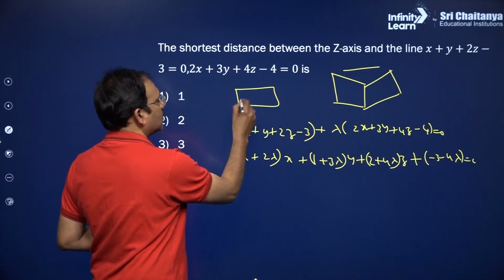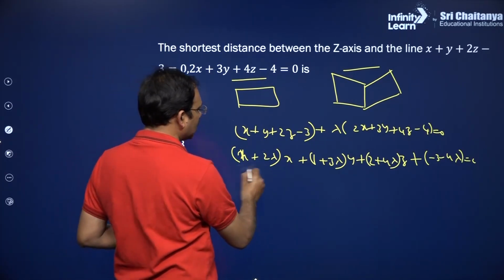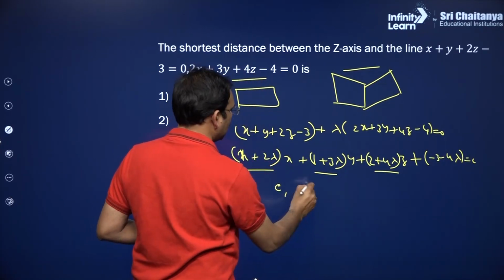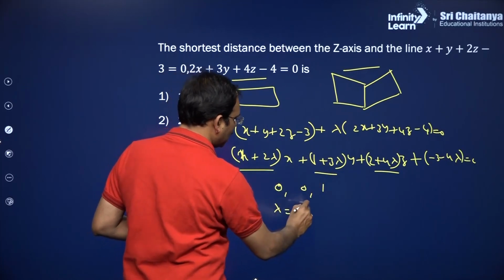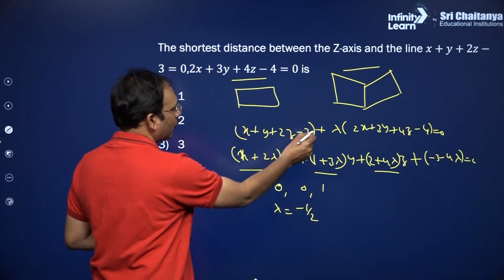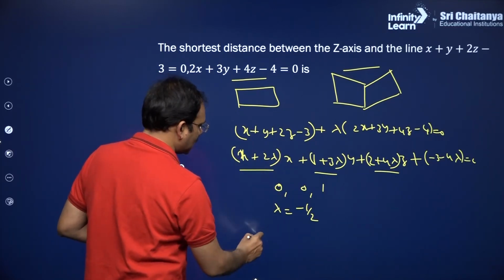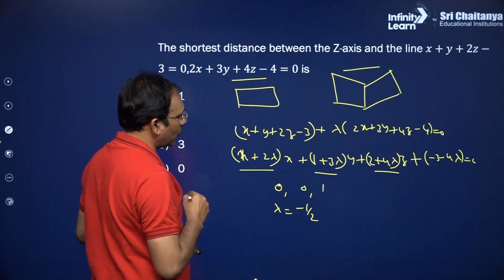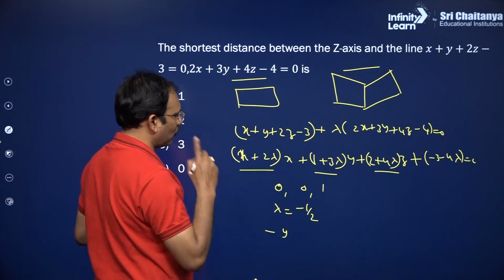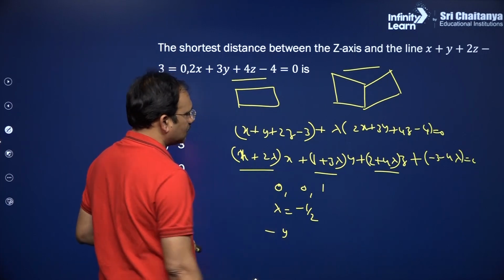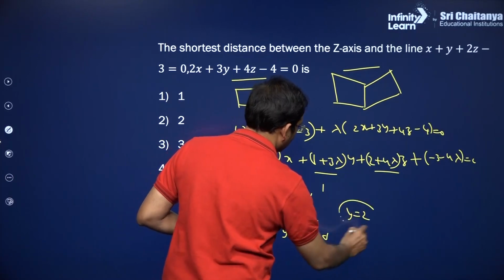In the shortest distance situation, you see z axis must be parallel to the plane. That means the normal DRs of this plane and z axis DR 0 0 1 must be such a way that they are perpendicular, the dot product is 0. So, lambda is equal to minus 1 by 2, my dear friends. If you put lambda is minus 1 by 2, you will get the plane equation: 2x minus 2x got cancelled, this is 2y minus 3y is minus y, this is 4z minus 4z got cancelled, this is minus 6 plus 4 minus 2 equal to 0, y is equal to 2, my dear friends.